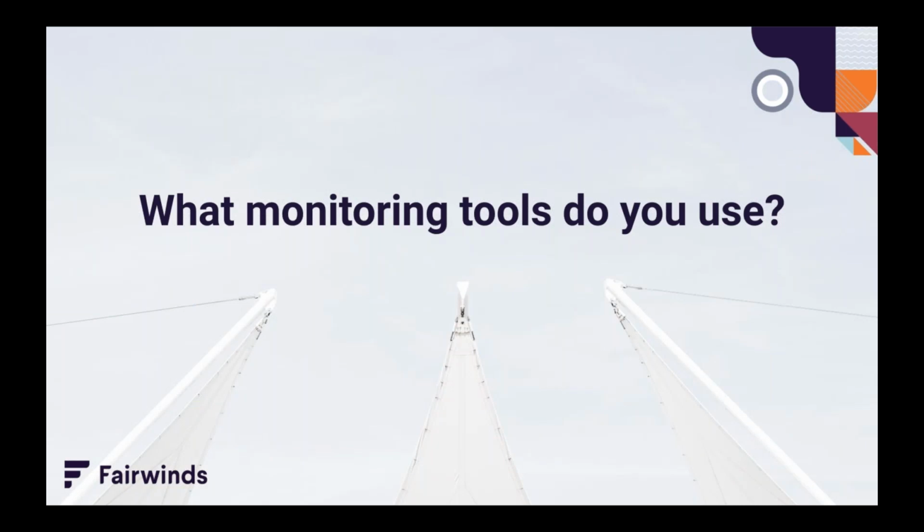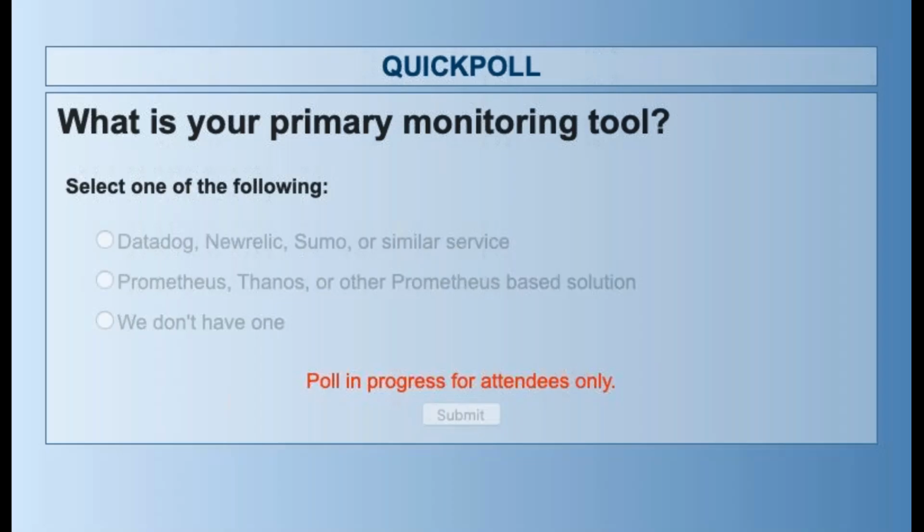I think, do we have another poll here? Yes, we do. Yeah, I think that was a helpful overview, Robert. Our next poll question here is actually on what monitoring tools folks might be using today to monitor Kubernetes. Yeah, so that should be on your screen now. What is your primary monitoring tool? You can select from one of the following: Datadog, New Relic, Sumo, or similar service, Prometheus, Thanos, or other Prometheus-based solution, or we don't have one. Go ahead and make your selection.